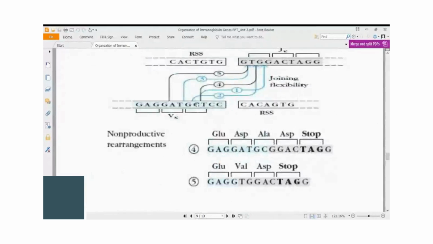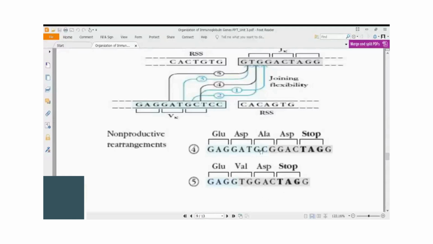Similarly, take the fifth one. In the fifth one also, it is non-productive. GAG is there, GTG. Now that G is going to recombine here, GTG. A new amino acid has been put. Then the next sequence, GAC, which is already there. Then comes the TAG, which is the stop codon. So this termination is much earlier than the previous one. Fourth and fifth, they are differing.